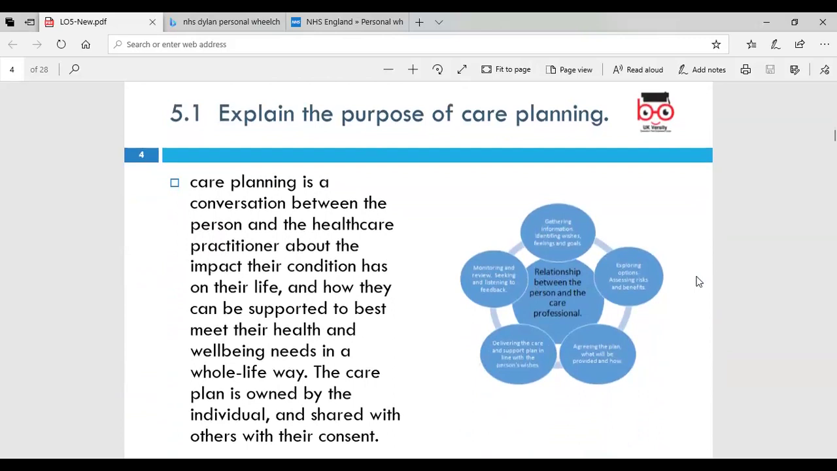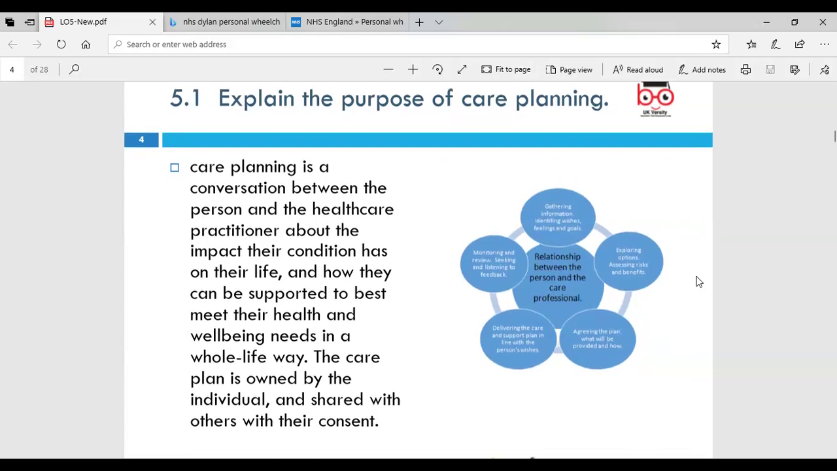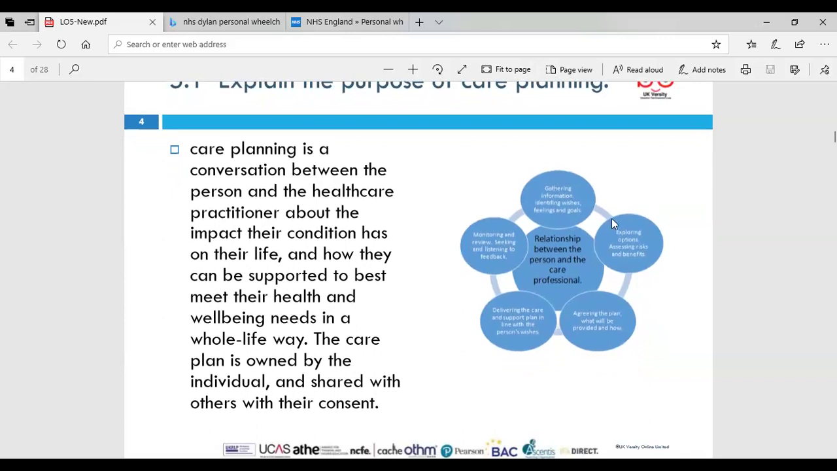So what's the purpose of care planning? Care planning is an inclusive conversation between the person and the healthcare practitioner. This is about the impact that the condition has had on their lives and how they can be supported to best meet their health and well-being needs in a whole life way. So it's the whole life that you're considering here. The care plan is owned by the individual and shared with others with their consent, not without them.